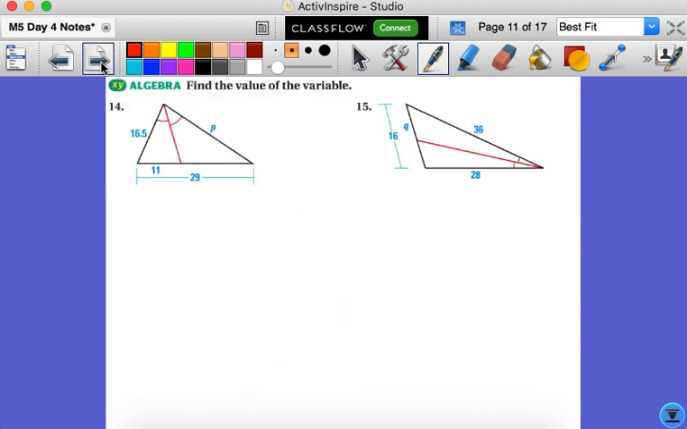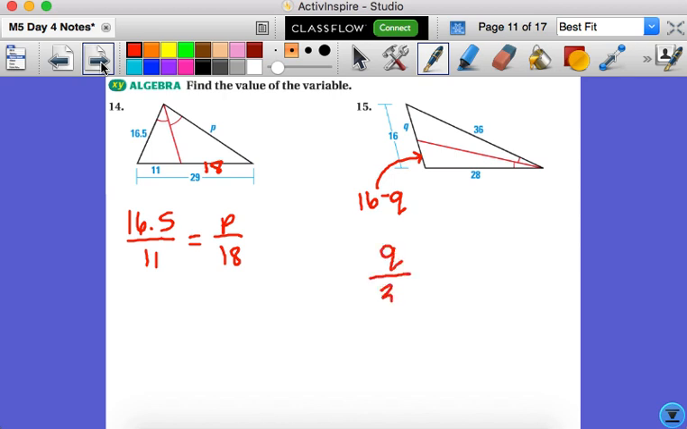You've got two other examples like that here. Notice for number 14, they actually give you the two numbers. So 29 minus 11 would give me 18. So 16.5 over 11 would equal p over 18, and I could solve that from here. However, for this one on the right, they don't tell you how big that section is, so we have to take the total minus the part we already know. So I could say q over 36 would equal 16 minus q over 28. Cross multiply and solve as normal.